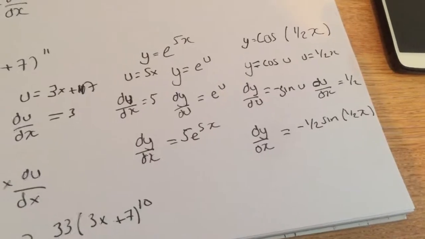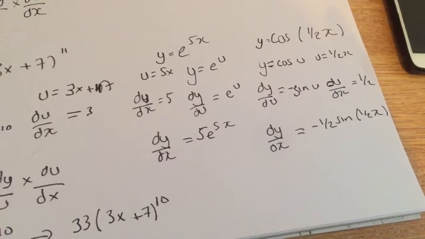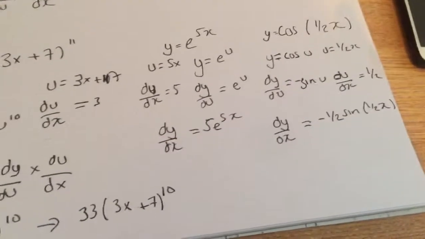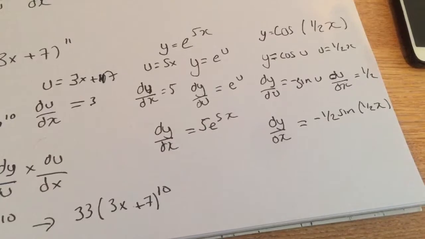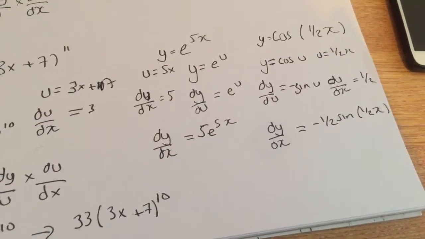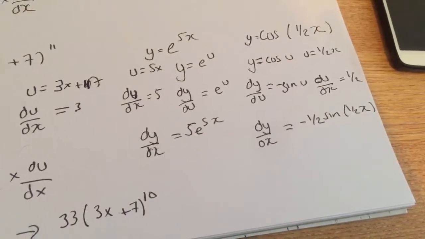Last one. Let's say u is a half x, because that's what's inside the cos. Differentiate that, you're going to get a half. Differentiate cos, you get minus sine. We have discussed this, but not properly, and I know there needs to be a video on it, and it will happen soonish. The derivative of cos is minus sine. Multiply them together, you get minus a half sine u, which is minus a half sine of a half x.